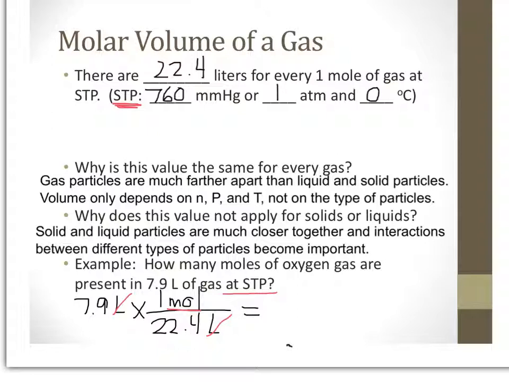So if you take 7.9 divided by 22.4, you find that this is equal to 0.35. Again, I have to use two significant figures because that's how many sig figs are in 7.9. So 0.35 moles of oxygen gas. So this can be used much like the molar mass, only it works just for gases and only at standard temperature and pressure.